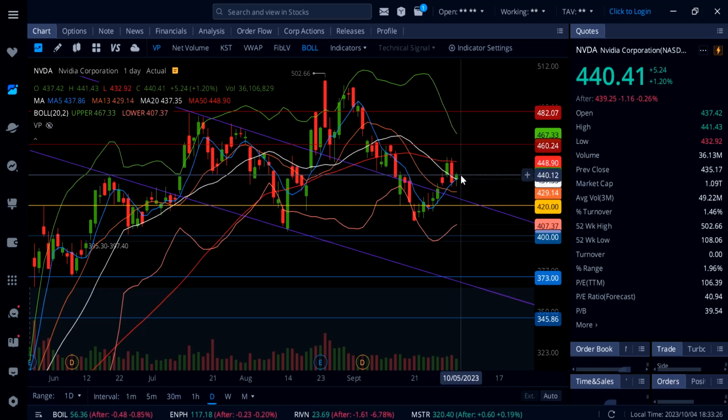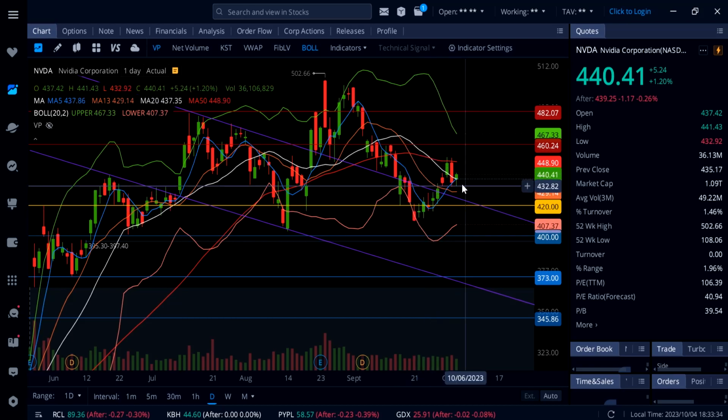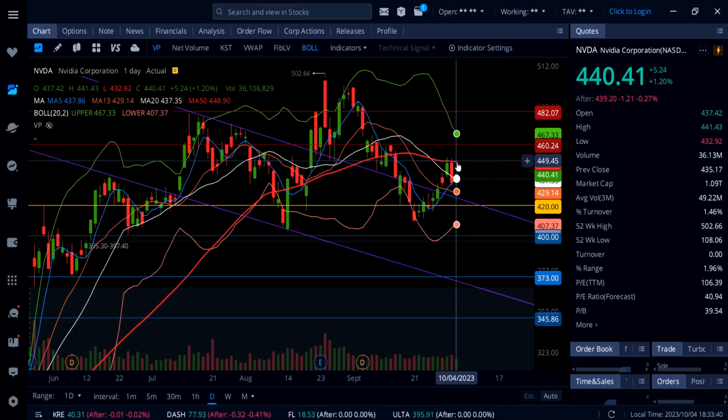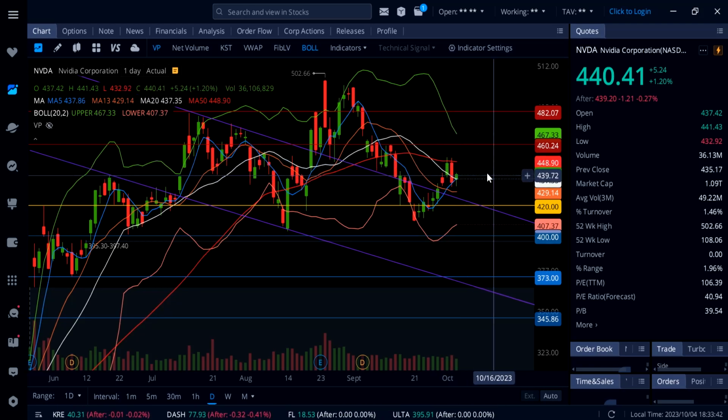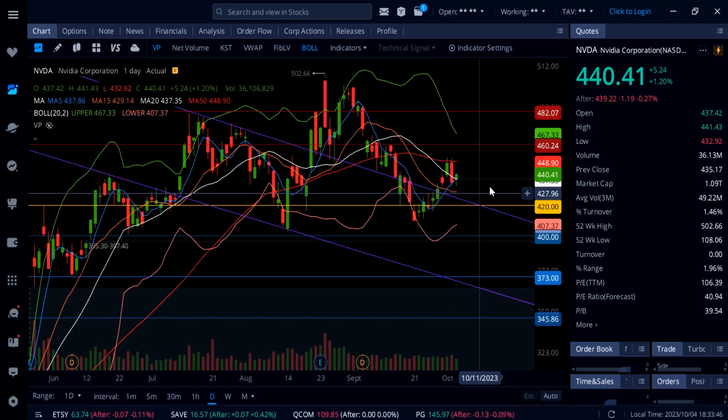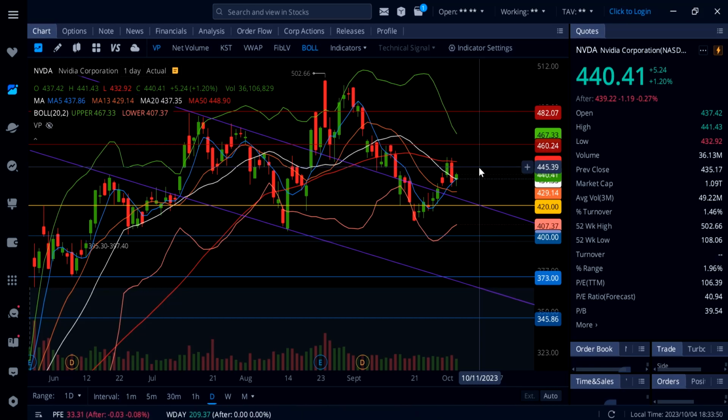So tomorrow, 437 will be a key level on Nvidia stock, and if that gives up, 430, 420. To the upside, if 437 can hold, you're going to see a rally back up to 450 on Nvidia stock. Bollinger Bands are squeezing, so something big is about to happen on Nvidia stock. We just have to wait and find out, guys.